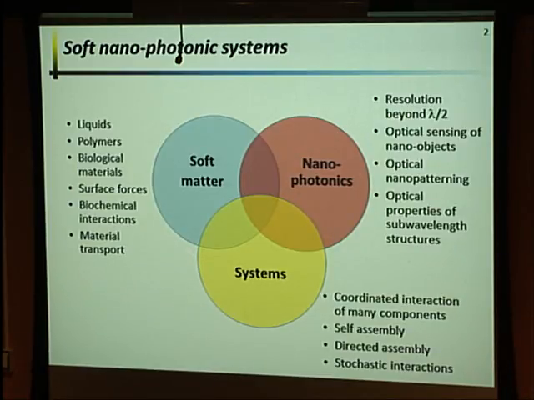Nanophotonics, you're probably all much more familiar with, so this includes things such as resolution beyond the diffraction limit, beyond lambda over 2, optical sensing of nanoscale objects, which is more of a signal-to-noise problem, but often is closely tied to resolution. Optical nanopatterning, which is the ability to write very small structures on surfaces with feature sizes smaller than, again, hopefully, this diffraction limit, looking at the optical properties of sub-wavelength structures.